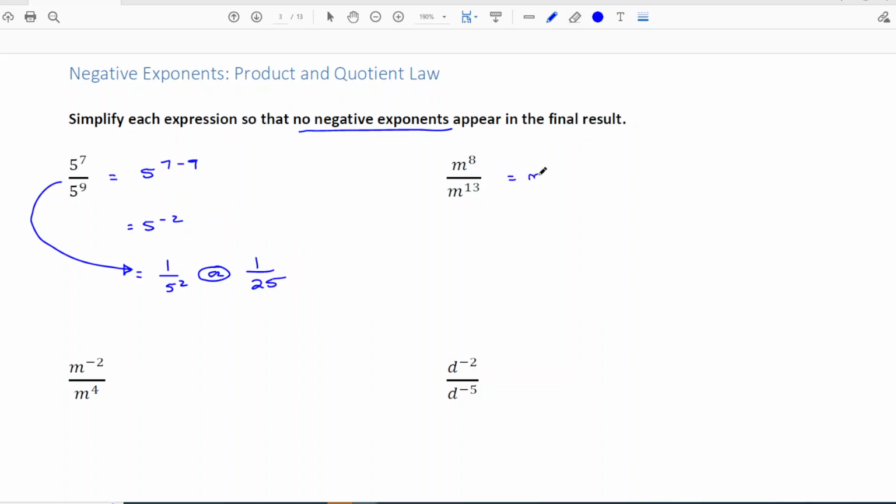So again, if you're very literal, you're going to take this one and go, this is m to the 8 minus 13, which is going to give you m to the negative 5, which written with a positive exponent would be 1 over m to the 5. If you were someone who went straight from here to here, because you recognize that you could do 13 minus 8, there were more m's on the denominator, I'm totally okay with that. I don't need these steps to give you marks.